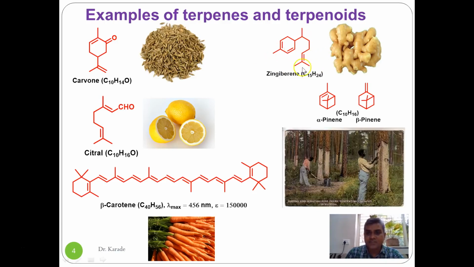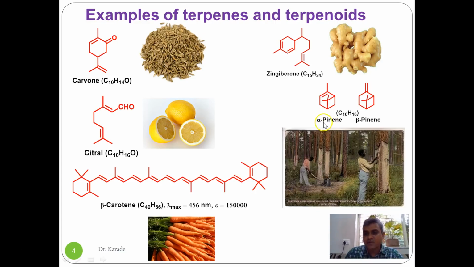This is the structure of the gingiberene molecule, and gingiberene contains 15 carbon atoms. There are 3 double bonds. It's a homoannular diene, and this gingiberene is a main constituent in ginger. The pleasant smell of lemon is due to the presence of a terpene called citral. Citral is an alpha beta unsaturated aldehyde, and here it again contains 10 carbon atoms.